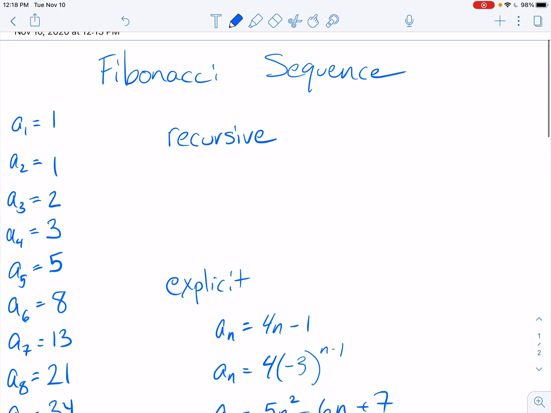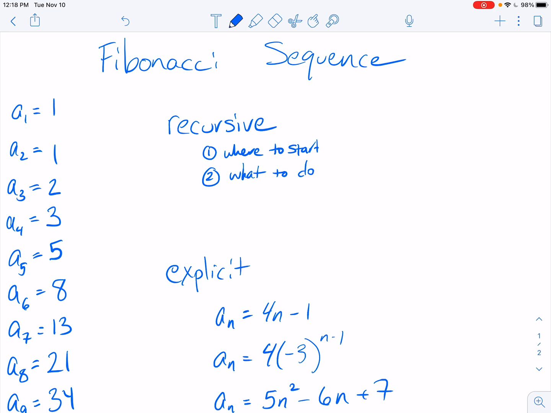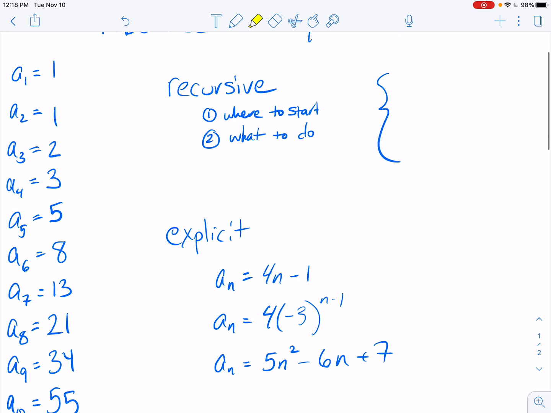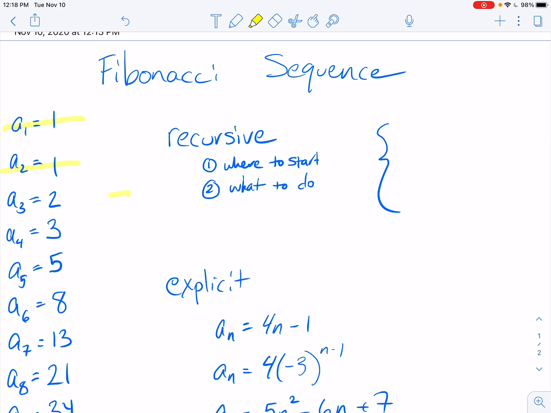The recursive, do you remember what I always tell you with that? You have to tell me where to start, and you have to tell me what to do. In this particular problem, notice we said this term plus this term equals that term, and then this term plus this term equals that term, so we needed 2 places to start for Fibonacci. So you have to tell me a sub 1 and a sub 2. Well, in this one, a sub 1 is 1 and a sub 2 is 1.